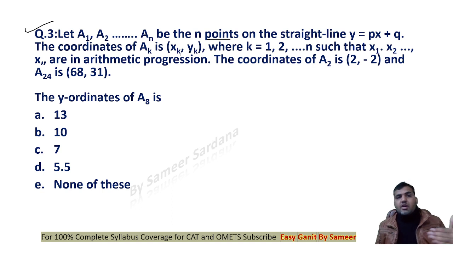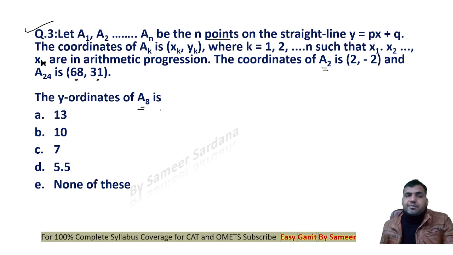The coordinates of A_k is (x_k, y_k), where k can be 1, 2, 3 up to n, such that x1, x2, x3 up to xn are in arithmetic progression. All these values are in arithmetic progression. The coordinates of A2 is (2, -2) and A24 is (68, 31). The y coordinate of A8 is what?